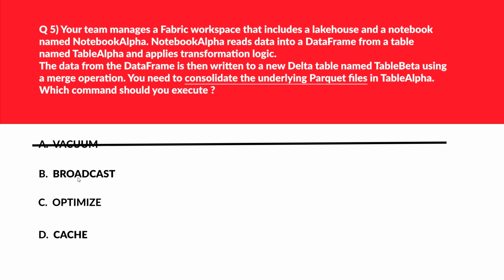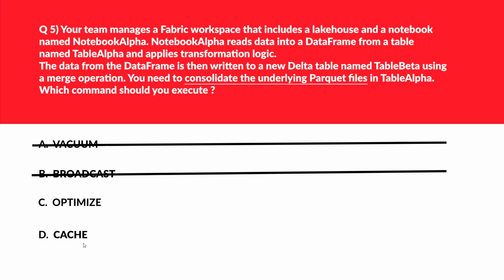B says broadcast. The broadcast command is used to broadcast a small data frame to all worker nodes and not for consolidating files. Again, wrong choice. Let's move to option C. C says optimize. The optimize command is used to consolidate small files into larger ones, improving query performance and reducing the number of files in a delta table. So let's park this. We'll move to option D.